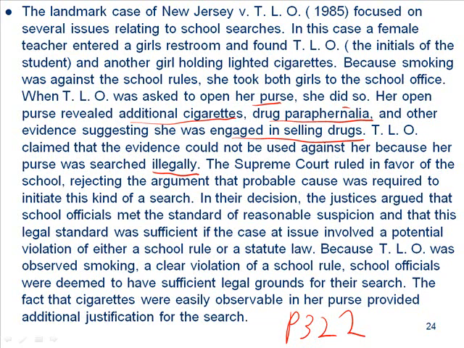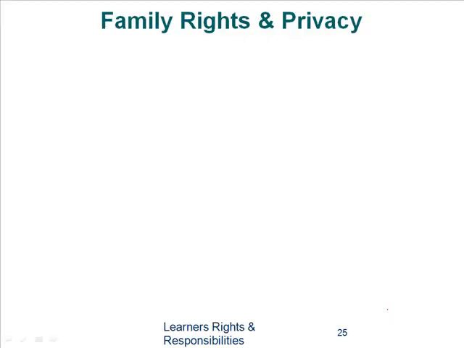In their decision, the justices argued that school officials met the standard of reasonable suspicion, and this legal standard was sufficient in the case at issue involving a potential violation of either school rule or statute of law. Because TLO was observed smoking, a clear violation of the school rule, school officials were deemed to have sufficient legal grounds for their search. The fact that cigarettes were easily observed in her purse provided additional justification for the search. This is page 322. Okay? So, reasonable. You're smoking, we get to look in your purse. Normally, the purse is one of those where I have a different expectation of privacy.